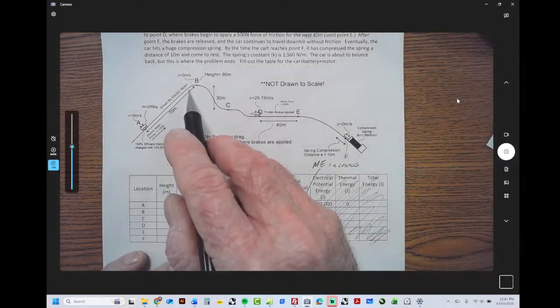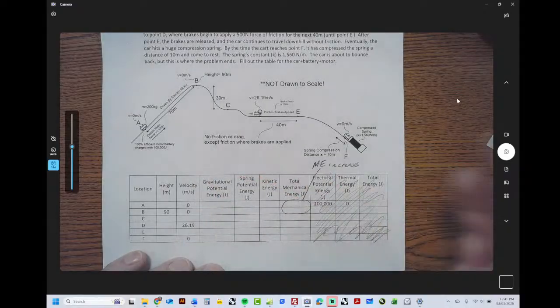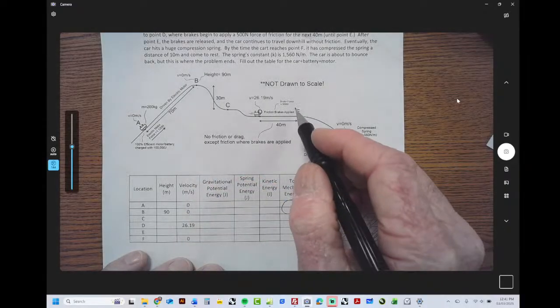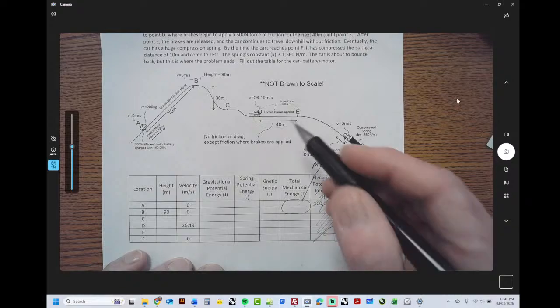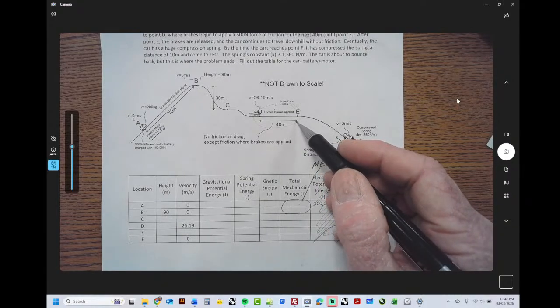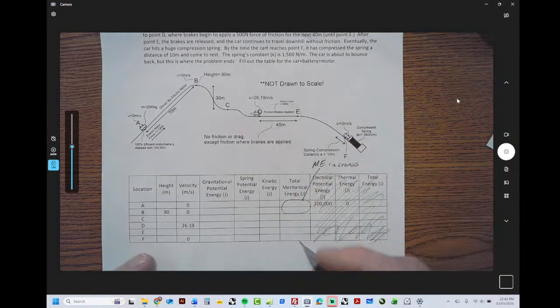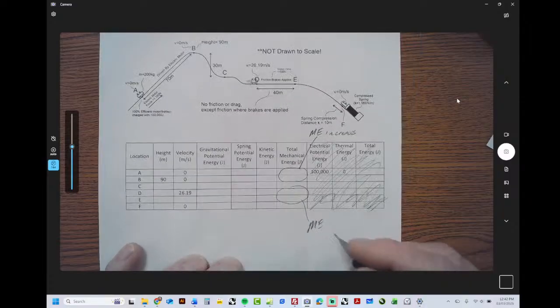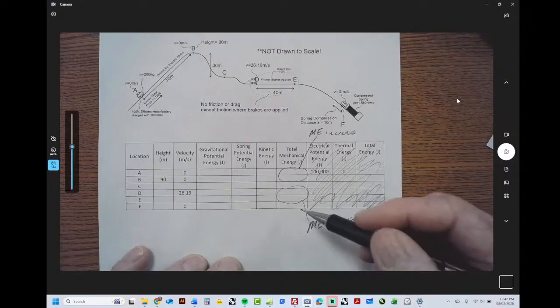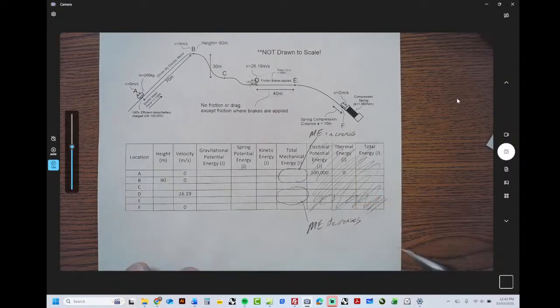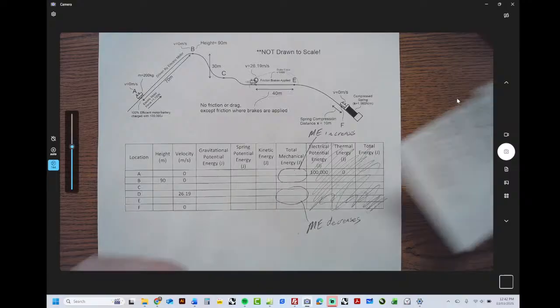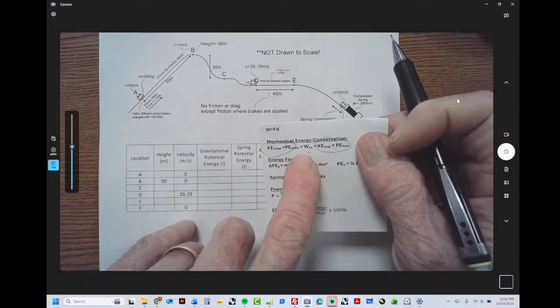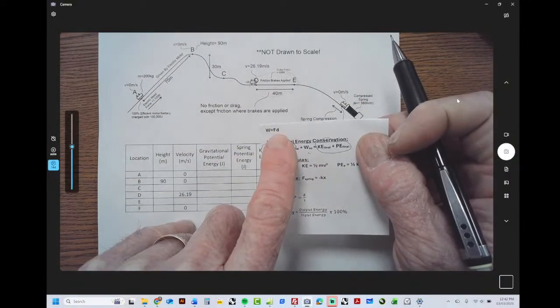And if you read the problem, it says there's no friction, there's no drag, there's no nothing except right here where the brakes are applied. So the brakes are going to be the negative work. So between D and E, between these 2 boxes, mechanical energy decreases. The amount that it decreases by and the amount that this increases by is equal to the work done by something. And work is force times distance.